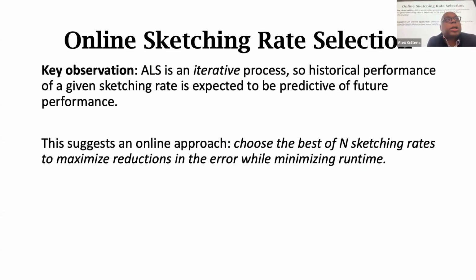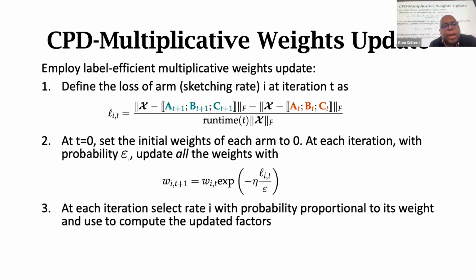Well, the key observation here is that this is an iterative process. So we think if we track the performance of different sketching rates over time carefully, then we should be able to hone in on the one that's performing best in the next step. Okay, so we're going to use an online approach. And because we're explicitly tracking the performance of every arm, we can track exactly what we care about, which is that we want to make as much decrease as possible in our objective in as little time as possible.